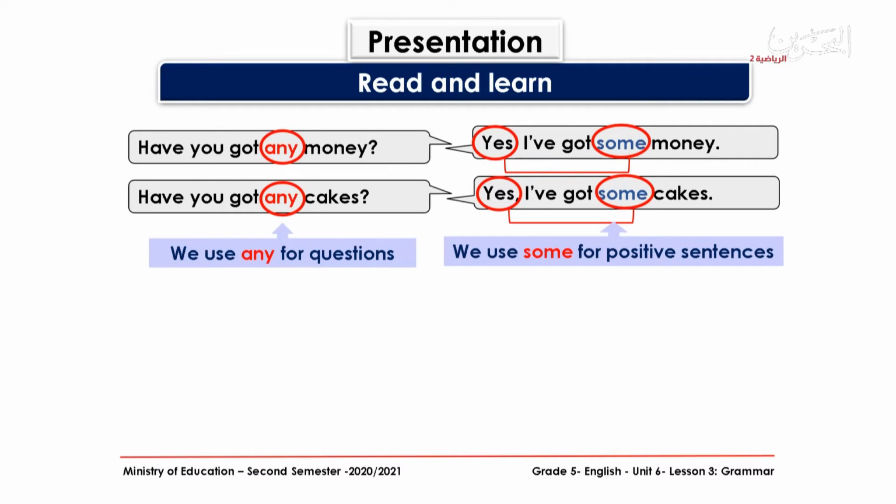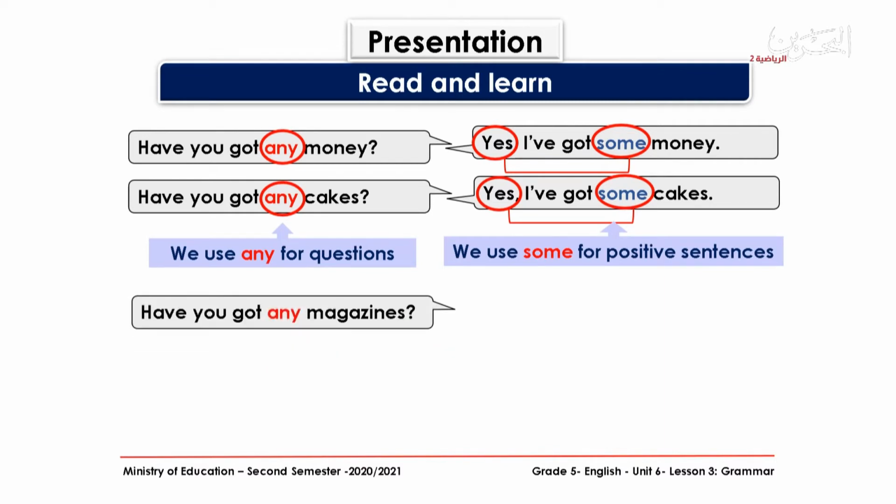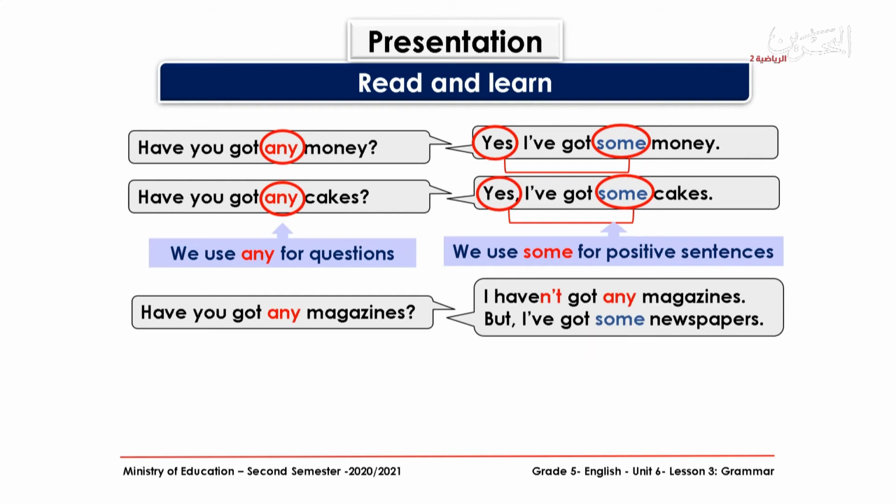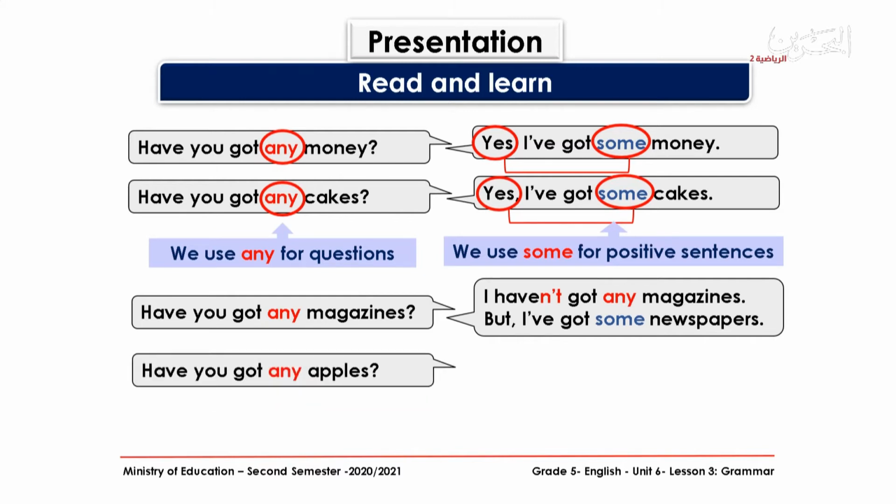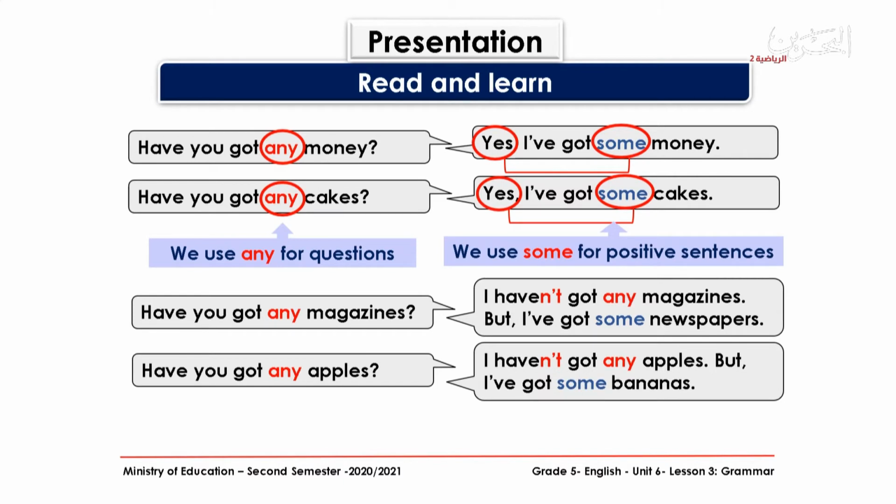Now, let's move to a different example. The question here is, have you got any magazines? The answer is, I haven't got any magazines, but I've got some newspapers. The second question is, have you got any apples? And the answer is, I haven't got any apples, but I've got some bananas.